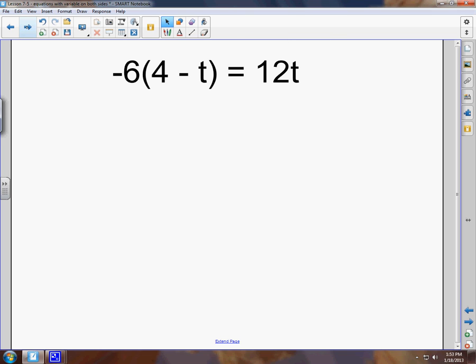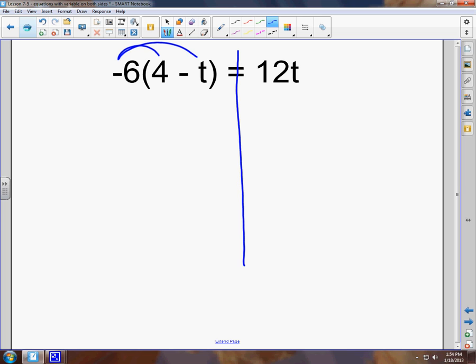All right, so try this one. This one's a little bit trickier because it's a distributive property, so you have to do that first. Push pause, and then we'll go over. All right, so I am going to distribute first. So this leaves me with negative 24 plus 6t.